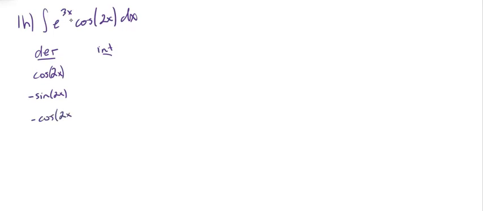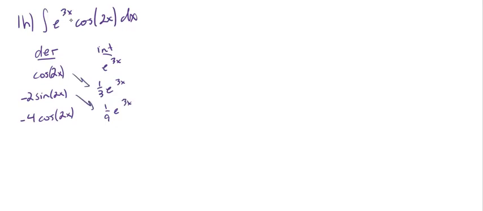Oh man, I'm forgetting my chain rule. This one has a 2 out front: negative 2 sine. And this one, after multiplying again, we get a negative 4. All right, on my integral side, I've got my e to the 3x, and then 1/3 e to the 3x, and then my next one is going to be 1/9 e to the 3x.